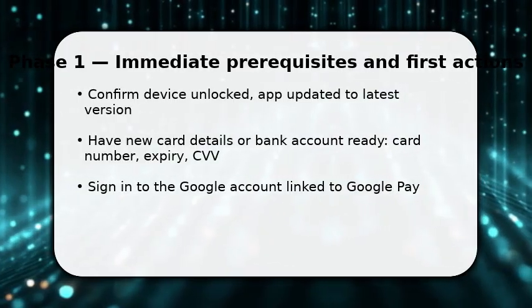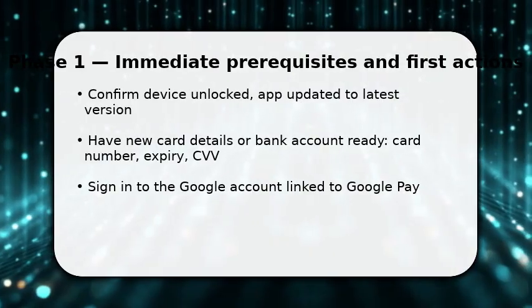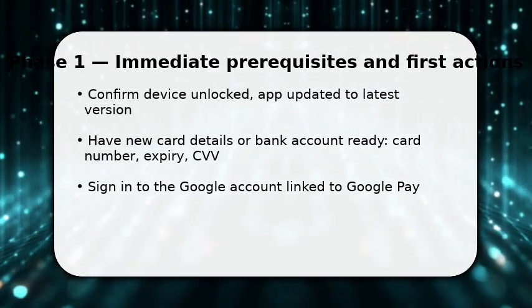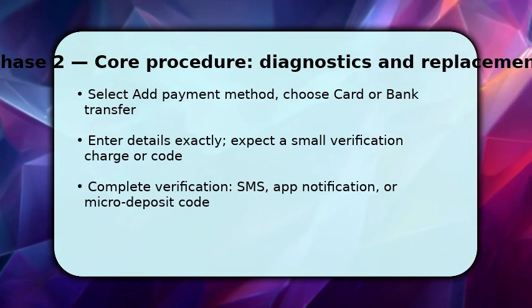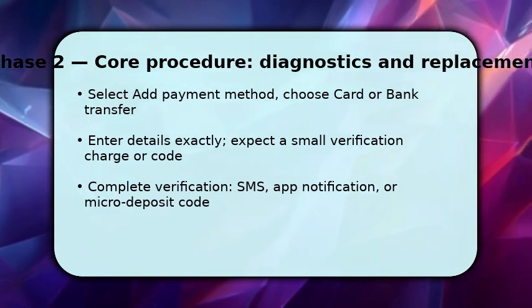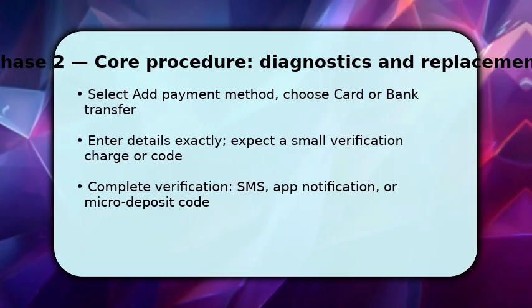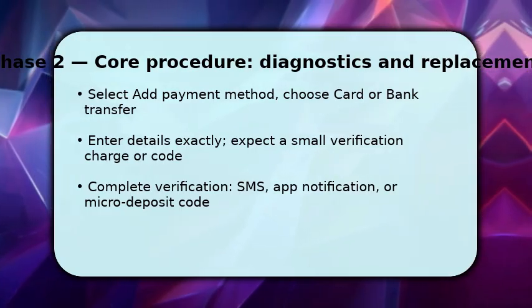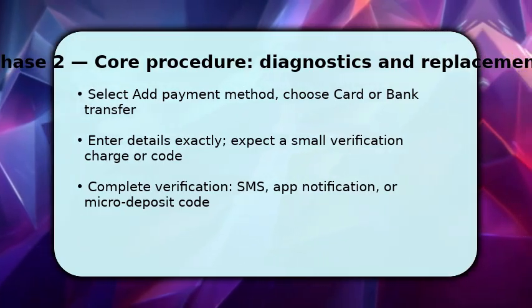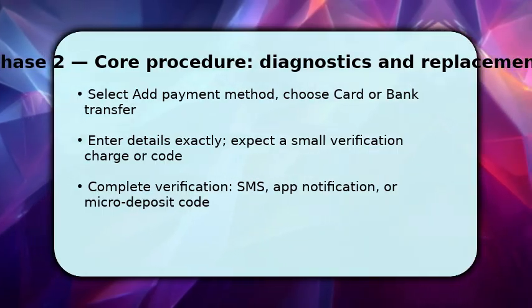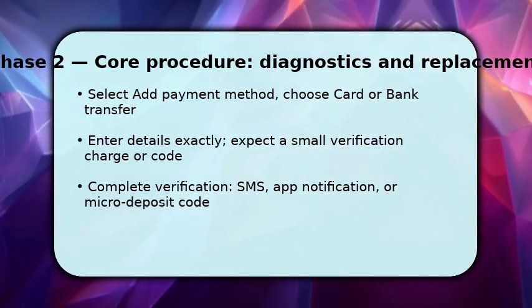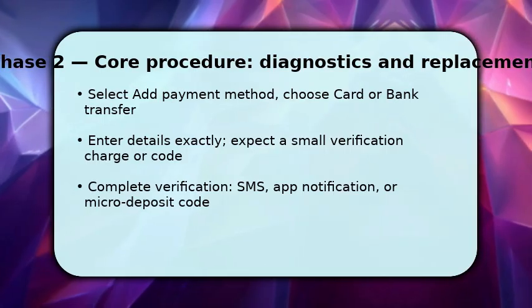Once done, tap Add Payment Method and follow the prompts to enter card or bank details so Google can verify. Now you add the new payment method and verify it. This step ensures Google links the correct account to your profile. Choose card or bank, type details carefully, and authorize any verification charge or microdeposit that confirms control. If you get a code by SMS or see it in your bank, enter it immediately.